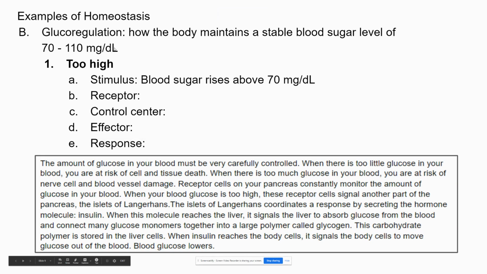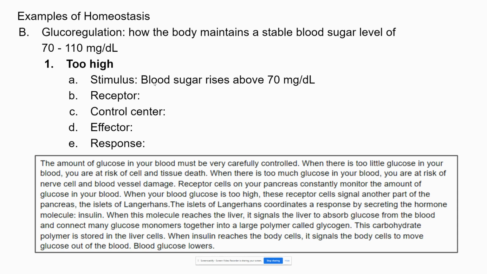Let's do another example of maintaining homeostasis, and this time we're going to look at glucoregulation, so how the body is maintaining a stable blood sugar level, or blood glucose level. So make sure on your outline you've got the next one, B, and then we'll look in this case at blood glucose levels getting too high. So I've already identified the stimulus for you.